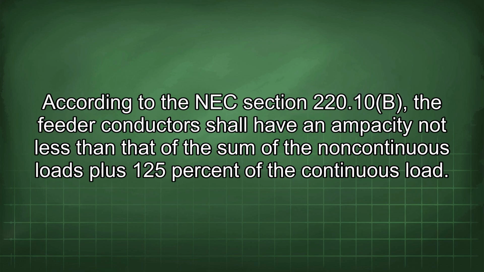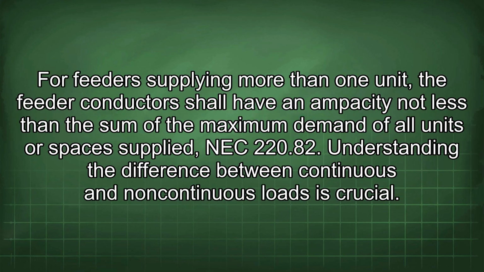According to NEC section 220.10(B), the feeder conductors shall have an ampacity not less than that of the sum of the non-continuous loads plus 125% of the continuous load. For a feeder supplying more than one unit, the feeder conductors shall have an ampacity not less than the sum of the maximum demand of all units or spaces supplied, NEC 220.82. Understanding the difference between continuous and non-continuous loads is crucial.